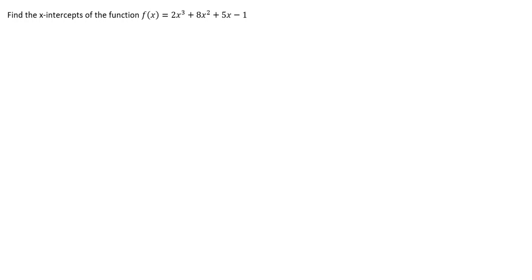So if we want to find the x-intercepts of this function, that's going to happen when y is 0. So let's do that first. We'll say it's actually when 0 is equal to 2x cubed plus 8x squared plus 5x minus 1. And then from here, what we have to do is figure out our factors. And it's definitely tougher when we have a cubic function.